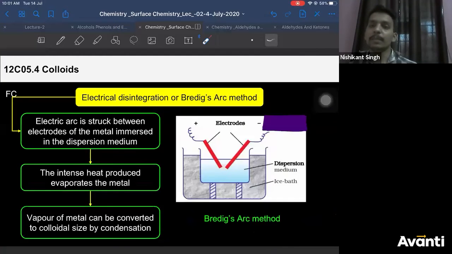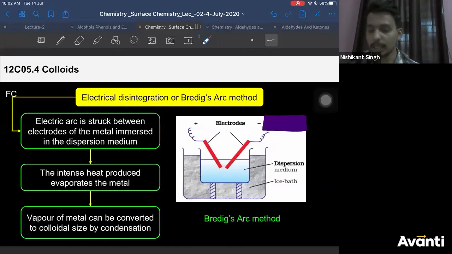Now we are coming to our next method of preparation. Chemical methods are over. Now we are coming to the second method of preparation, that is electrical disintegration, or you can also say Bredig's arc method. Right? So see the diagram. It's a diagram from the textbook itself. I have snipped the reaction out of the textbook. So let's see what it is and how it takes place. You can read the points written over here. I'll explain the principle involved.